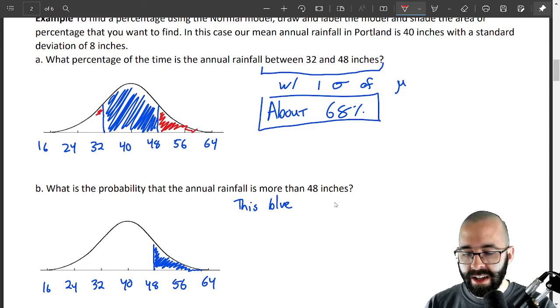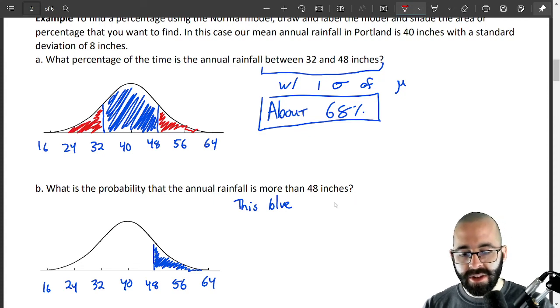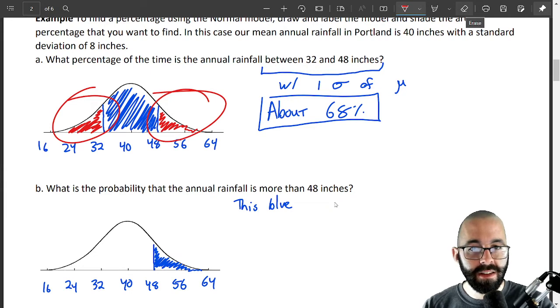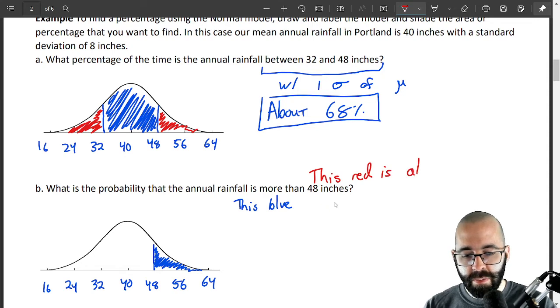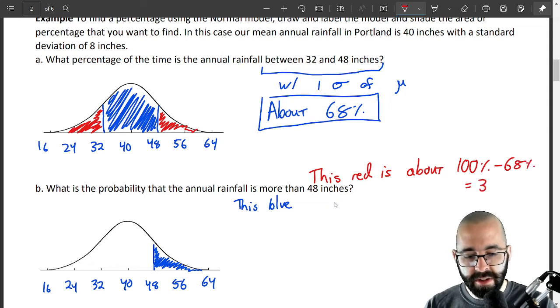But notice this red area is the same as this red area. It's symmetric. Because we know what this total red area is, probabilities have to add up to 100%. So this red area is about 100% minus 68%, or 32%.